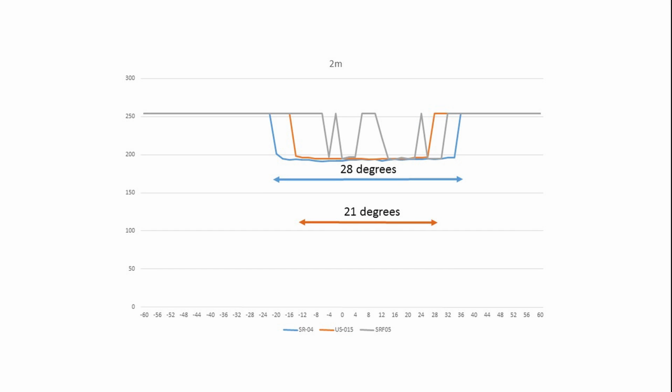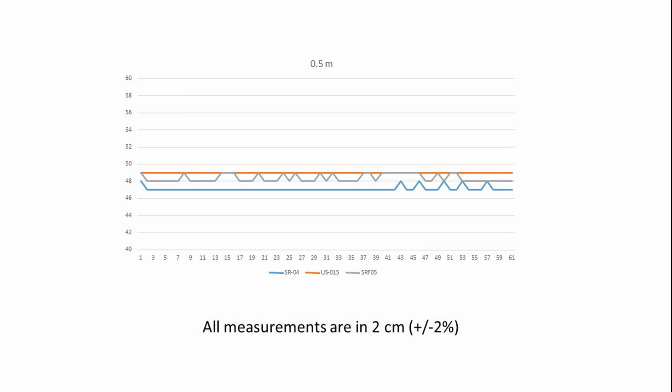We also see that the SRF05 starts to have problems with a pizza box in the 2 meter distance. Summarized, we can detect obstacles in the size of a pizza box up to 2 meters and plus minus 15 degrees from the axis. Next, let's check the distance measurements. In about 50 centimeters, all three sensors measure 47 to 49 centimeters, which is very good.